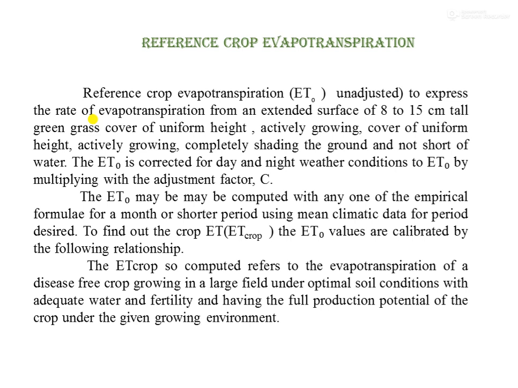To find out the actual crop evapotranspiration, the potential evapotranspiration values are calibrated by different relationships. The actual evapotranspiration of a crop, so computed, refers to the evapotranspiration of a disease-free crop growing in a large field under optimal soil conditions with adequate water and fertility and having the full production potential of the crop under the given environment. These are all about evapotranspiration, consumptive use of water, potential evapotranspiration, actual crop evapotranspiration and reference crop evapotranspiration. In the next session of the lecture, we will discuss effective rainfall, consumptive rainfall and factors affecting evapotranspiration. So, thank you.